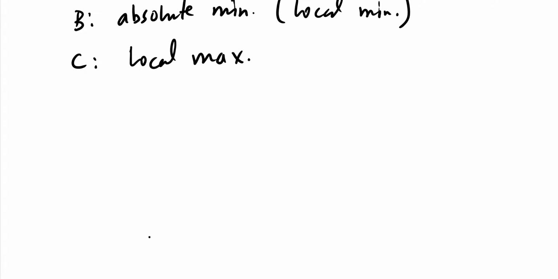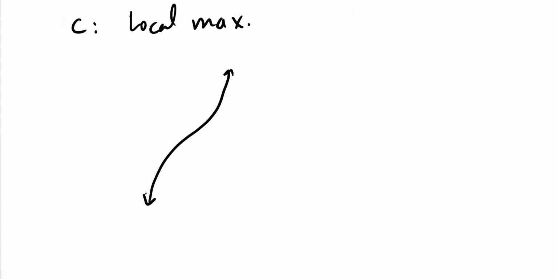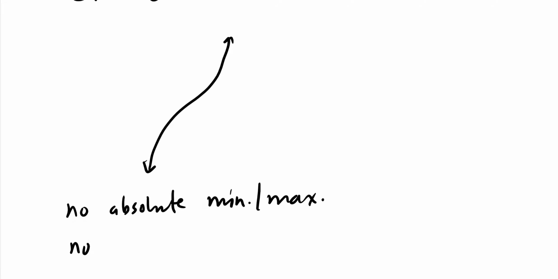What about an example like this? What's the absolute min, absolute max? For such a graph, there's no absolute min or max. No local min or max. That's what this graph is about. No local min or max.